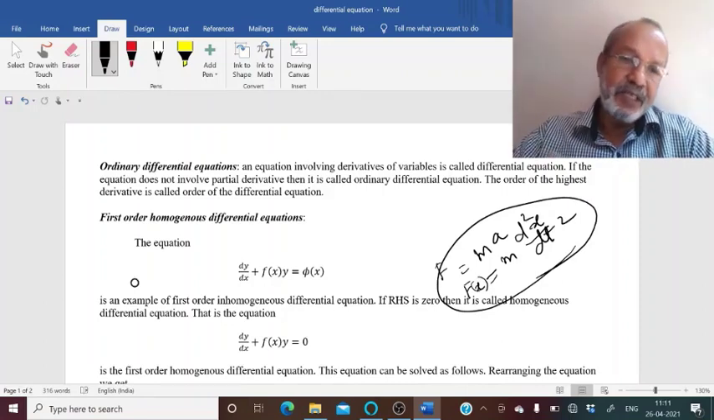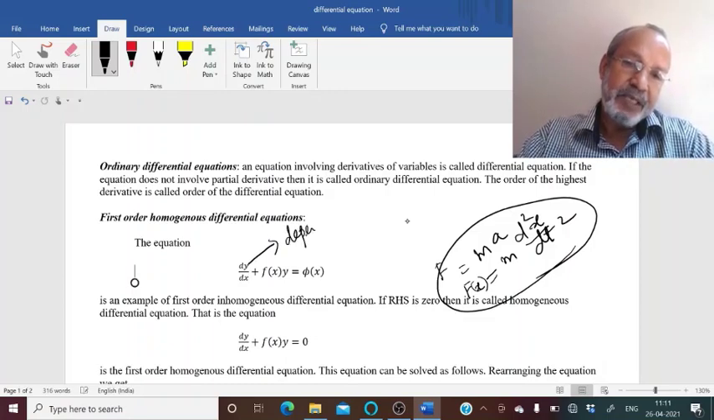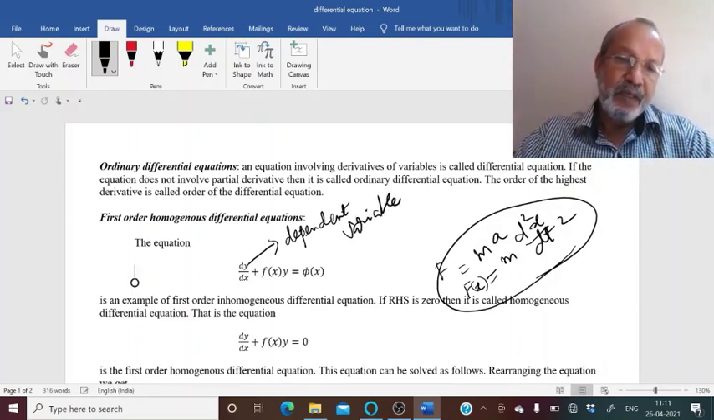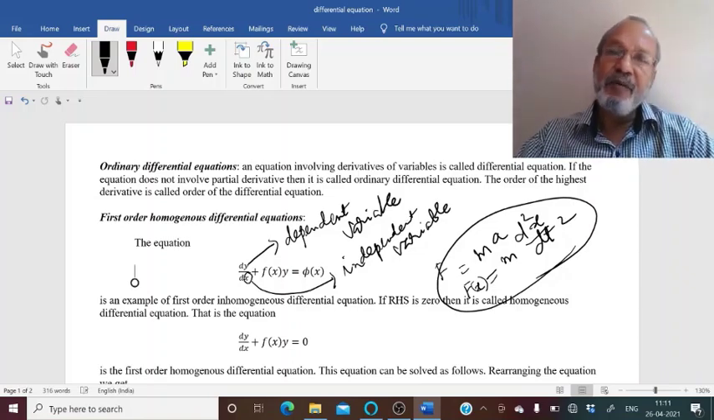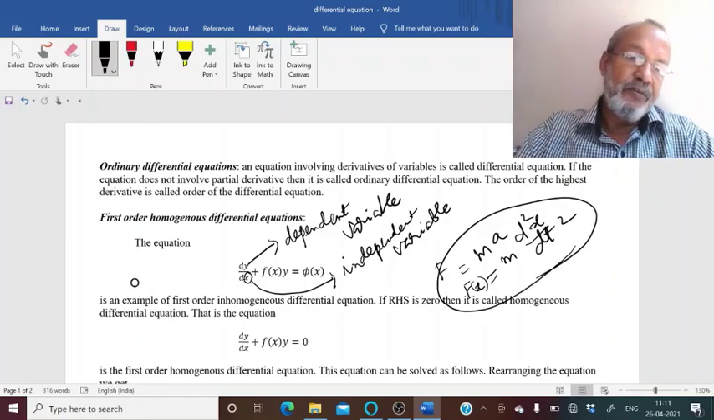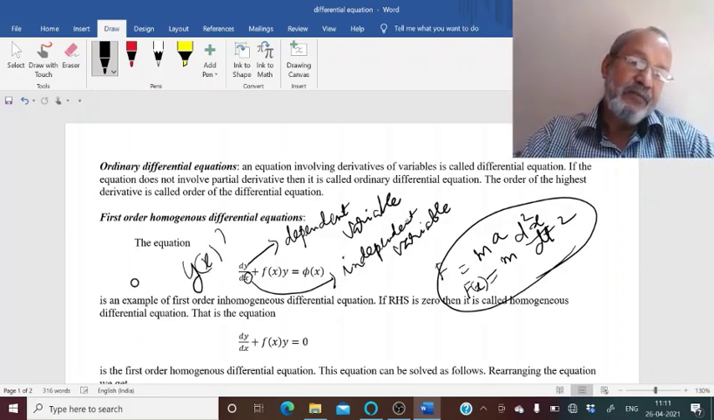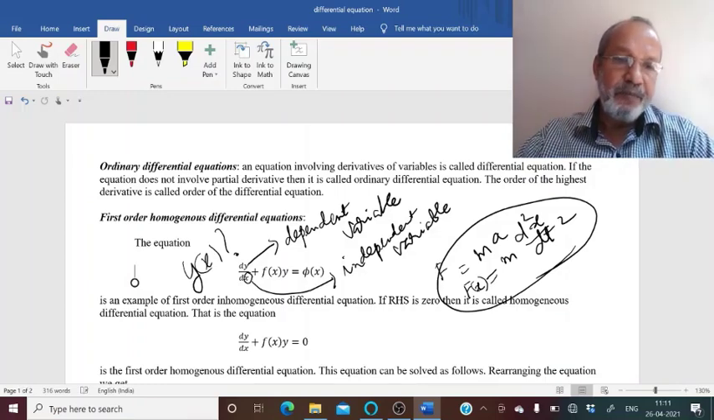And in a differential equation, this variable y is called the dependent variable because it depends on x. And x is called the independent variable. The basic problem of differential equations is to determine y as a function of x. So what is y of x? That has to be determined. That is the basic problem in differential equations.